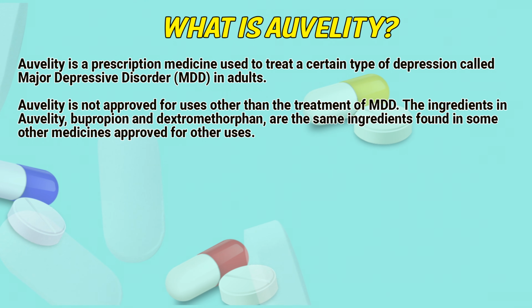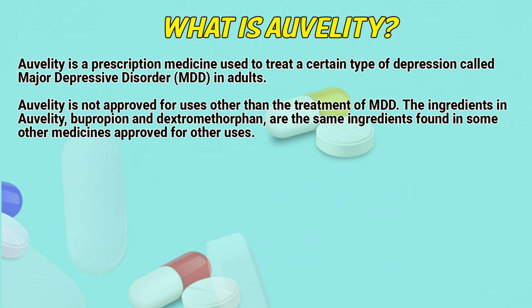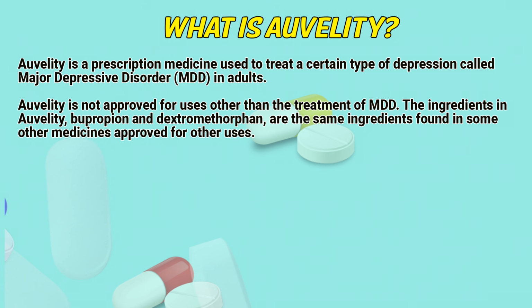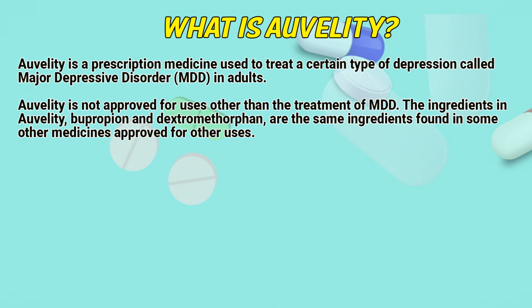Auvelity is a prescription medicine used to treat a certain type of depression called Major Depressive Disorder in adults. Auvelity is not approved for uses other than the treatment of MDD. The ingredients in Auvelity, bupropion and dextromethorphan, are the same ingredients found in some other medicines approved for other uses.